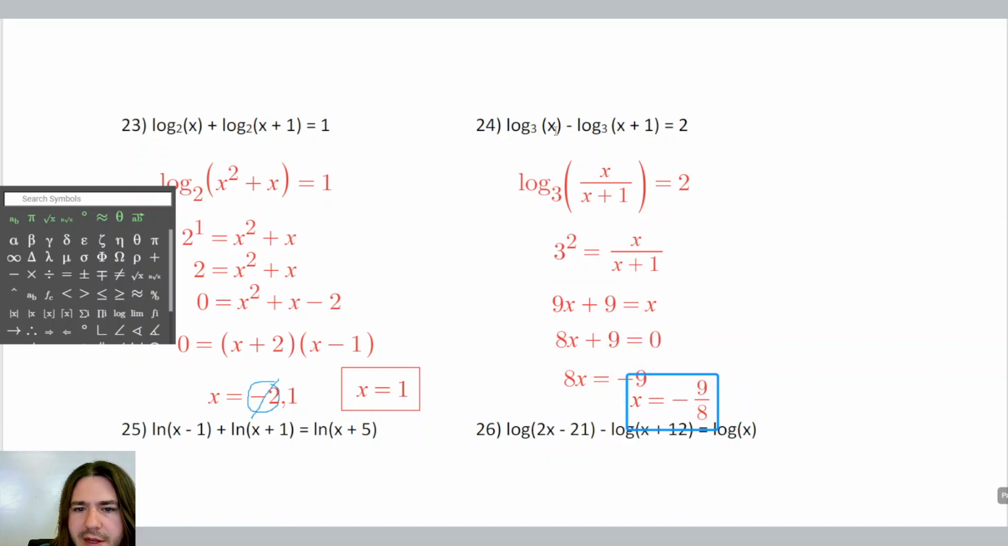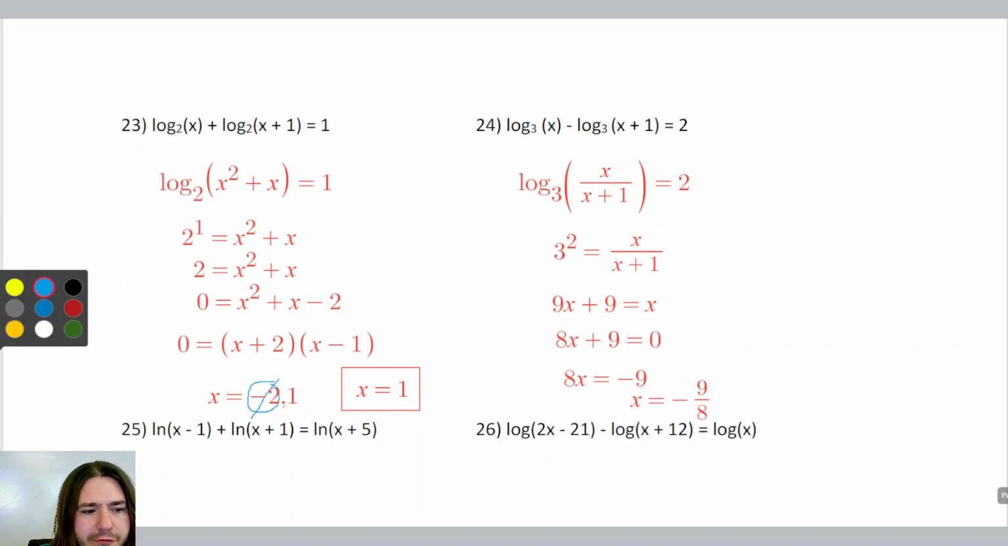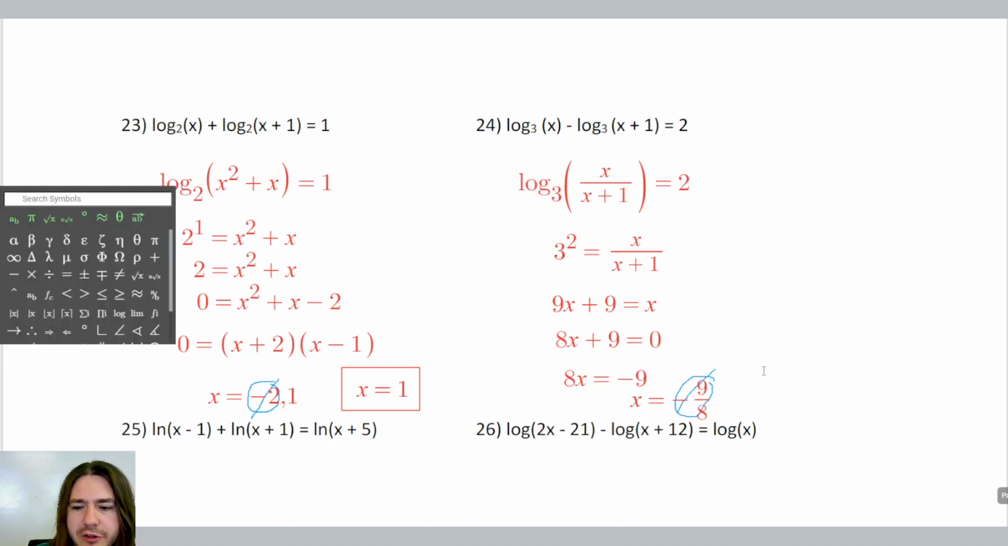that's not going to work. I can't have a negative number in here. So we end up here, unfortunately, with no solution. This is an extraneous solution, so there's really nothing. There's no number that I can plug in here that'll make it work, so there's no solution.